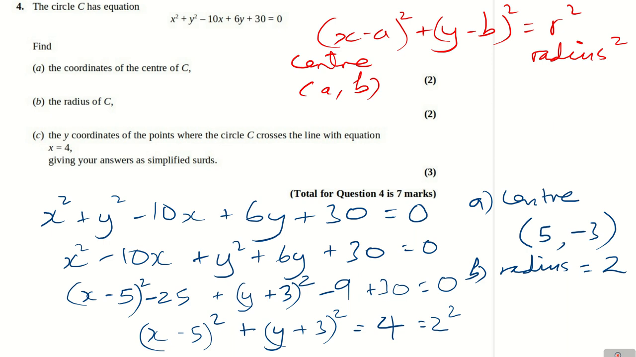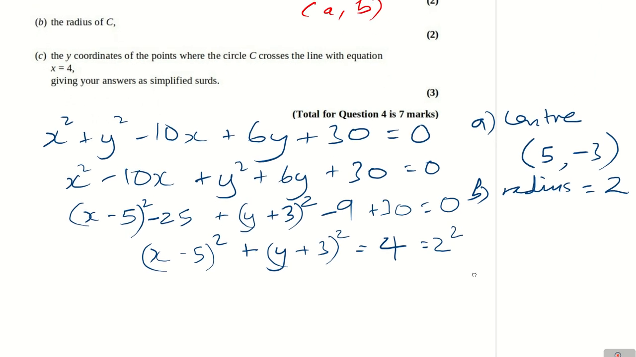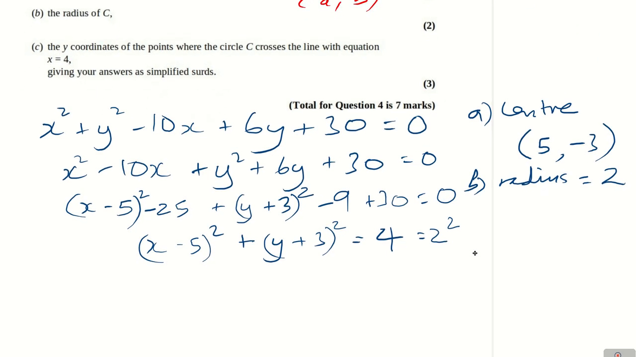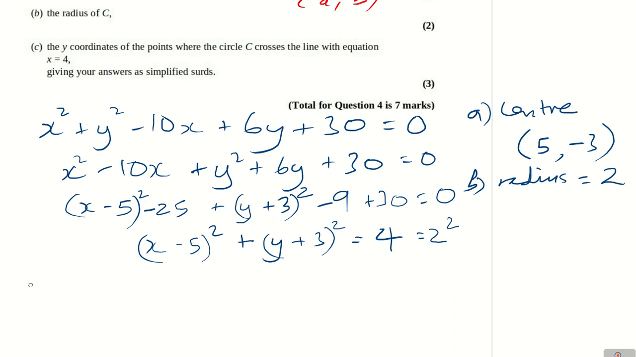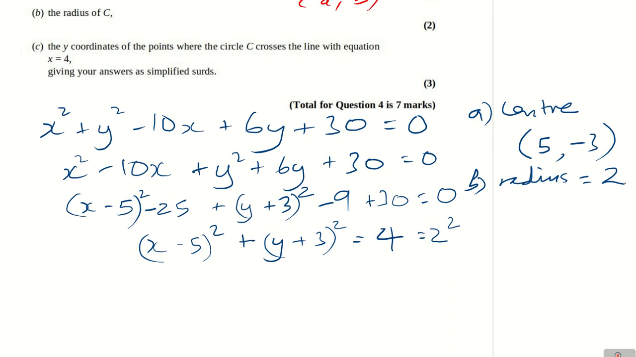Now part C, it tells us that we want the y coordinates of the points where the circle crosses the line with the equation x equals 4. Well, there are different ways to do it, but I think the most straightforward way is to say when x is 4, we can just substitute 4 into our equation. So we're going to have 4 minus 5 squared plus y plus 3 squared equals 4.